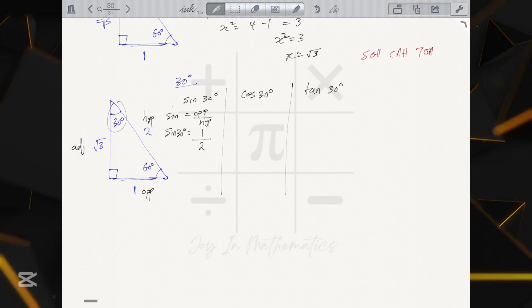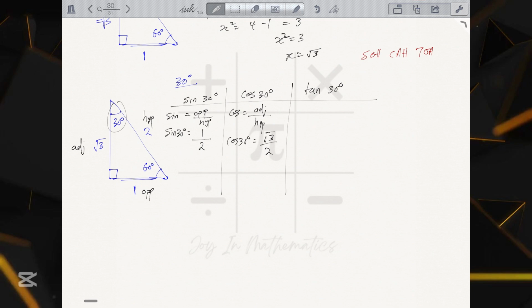If we move on to cos 30 degrees, we know that cos is equal to adjacent divided by hypotenuse. So we understand that cos 30 degrees is equal to root 3, which is the adjacent, divided by the hypotenuse, which is 2. Now you observe that there is no need for us to rationalize here because there is no surd expression at the denominator.